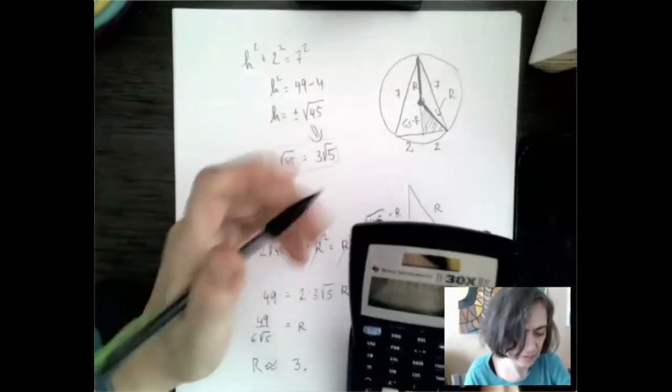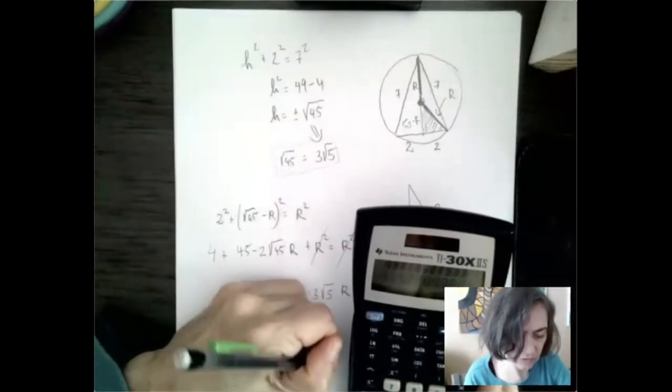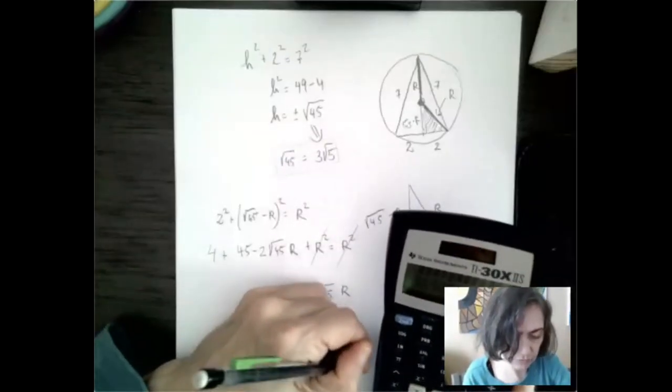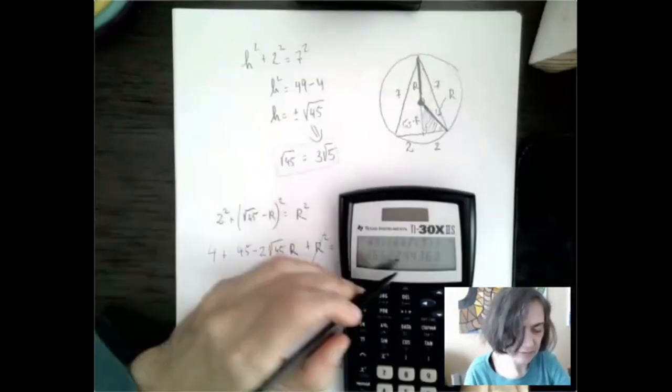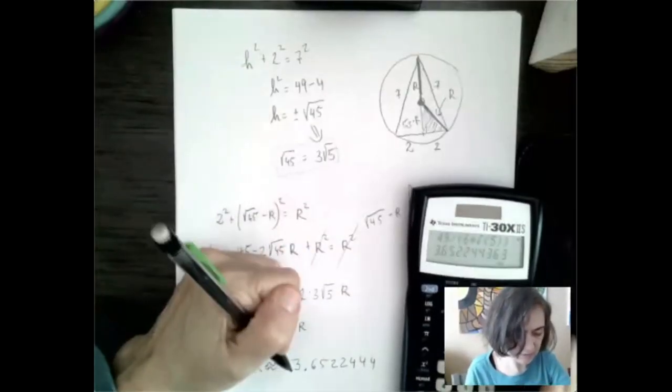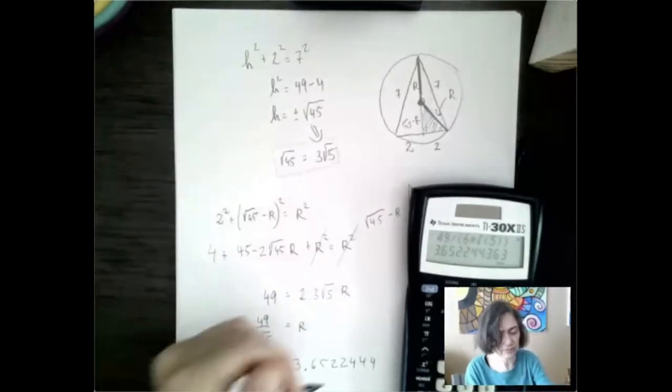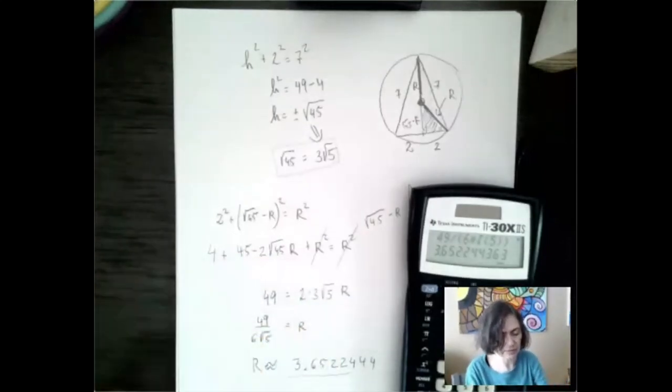approximately 3.652244. I rounded up 36 to 40. We're asked to approximate up to 4 digits, so that would be this part. 3.6522. All right.